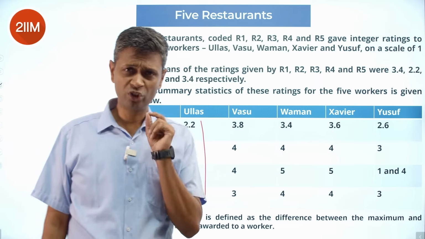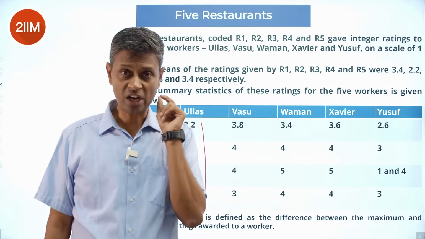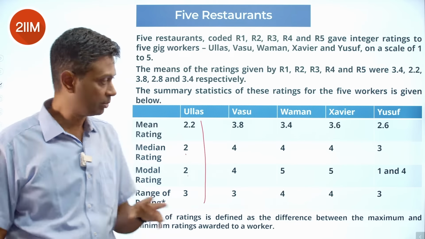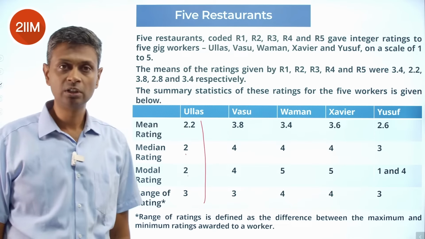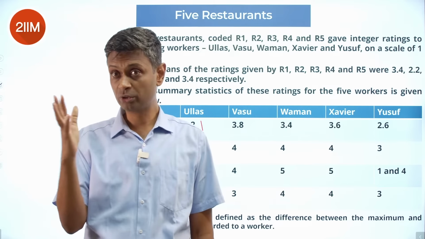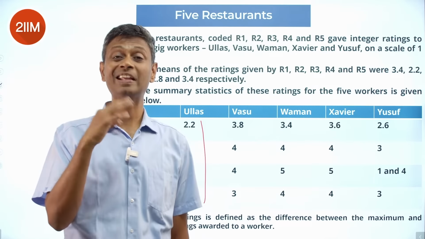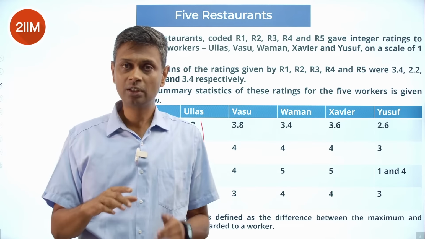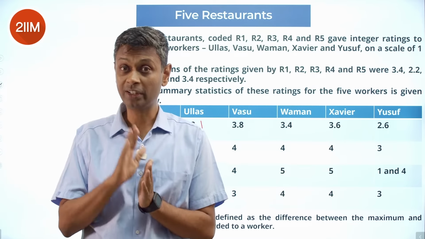Modal rating, mode, is the number in a statistical sample that appears the most frequently. That means in Ullas's ratings, 2 appears most frequently. So 2 could appear twice, and other numbers could appear once each. 2 could appear thrice, and others could appear once or twice. 2 could appear 4 times and one other once. But 2 occurs more frequently than others.